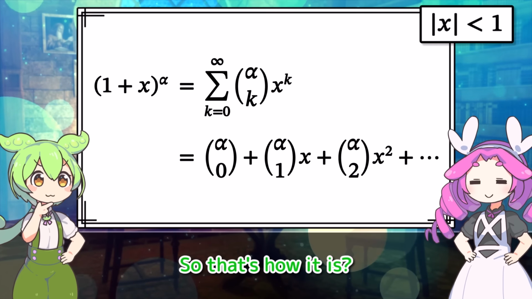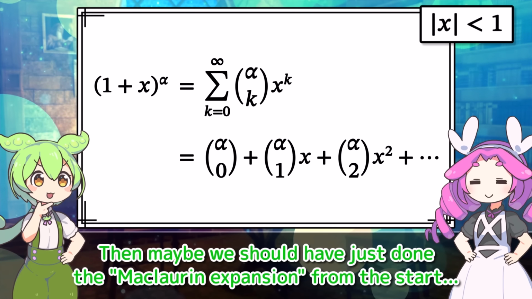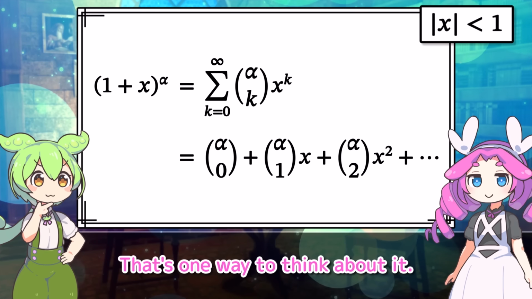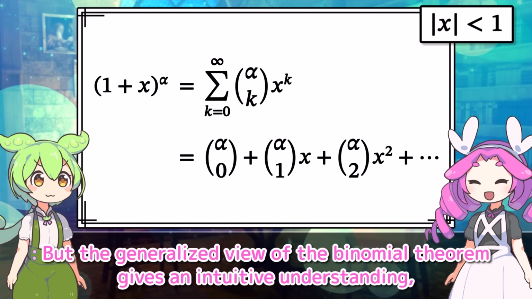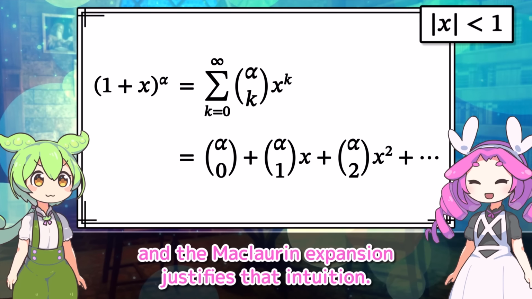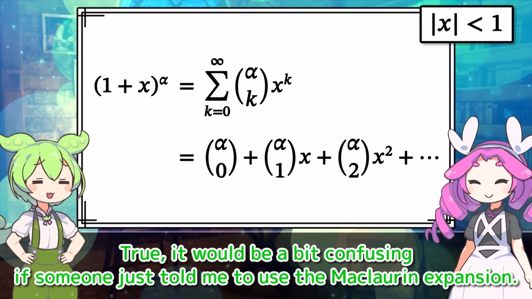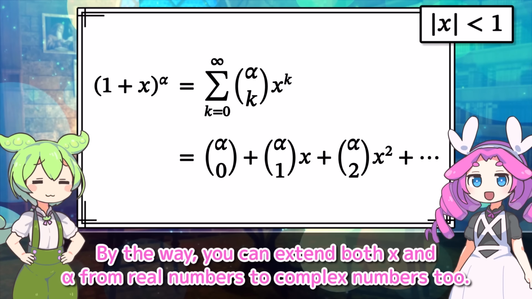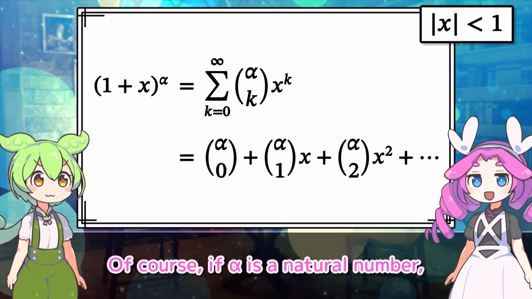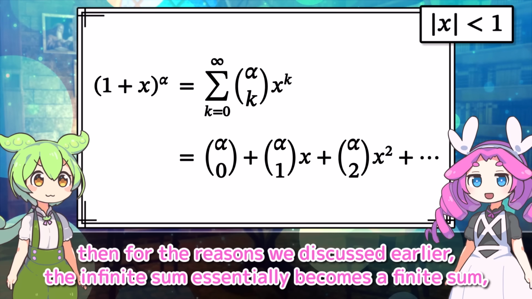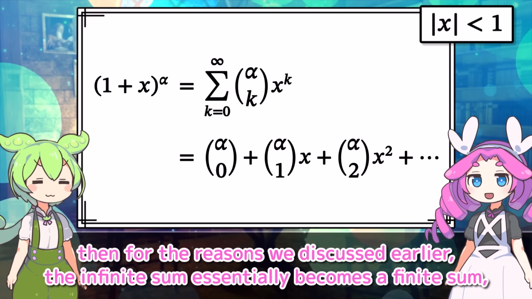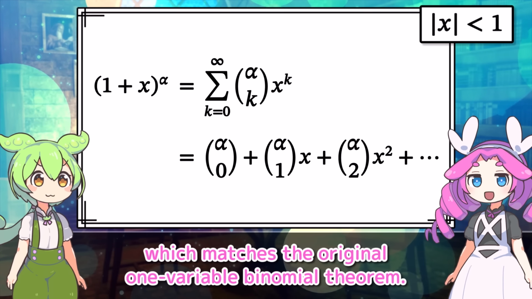So that's how it is? Then maybe we should have just done the Maclaurin expansion from the start. That's one way to think about it. But the generalized view of the binomial theorem gives an intuitive understanding, and the Maclaurin expansion justifies that intuition. True. It would be a bit confusing if someone just told me to use the Maclaurin expansion. By the way, you can extend both x and alpha from real numbers to complex numbers too. Of course, if alpha is a natural number, then for the reasons we discussed earlier, the infinite sum essentially becomes a finite sum, which matches the original one-variable binomial theorem.